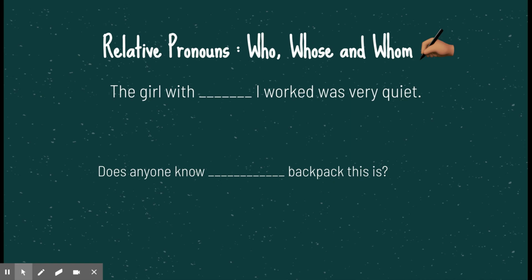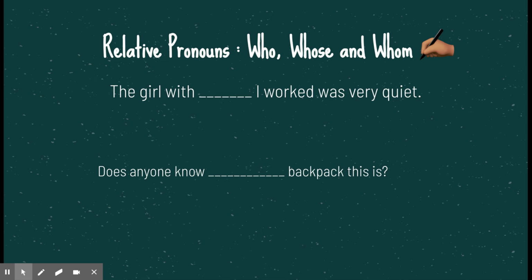Let's do some examples together. We're going to decide which of the three relative pronouns fits better in these sentences. Your options will be who, whose, or whom. Number one: the girl with blank I worked was very quiet. Why don't we read through each example to see which one fits best? The girl with who I worked was very quiet. The girl whose I worked was very quiet. Or the girl whom I worked was very quiet.